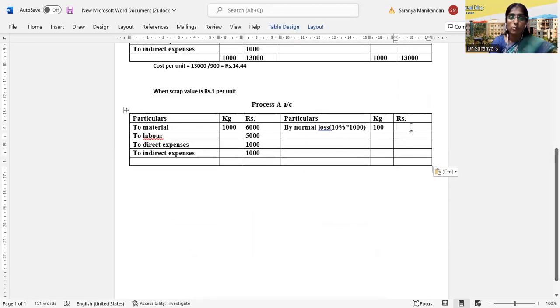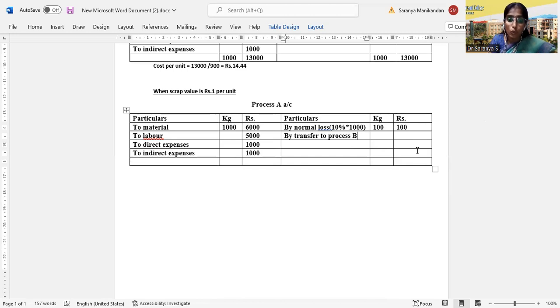Now the scrap value is rupees 1. How much have we realized from the sale of normal wastage? Rupees 1 per kg, and we have 100 kg. So 100 kg into rupees 1, we are getting rupees 100. I repeat, rupees 1 is what we have realized from the sale of normal wastage for 1 kg, and we have 100 kg, so we get rupees 100. The balance will be transferred to process B.